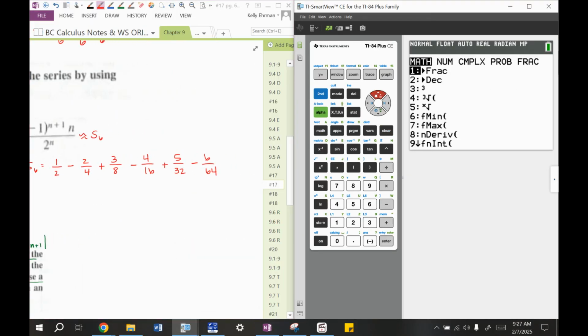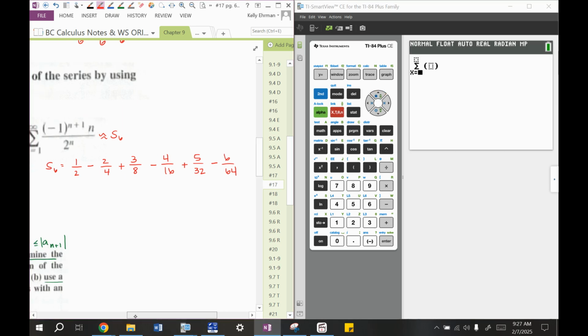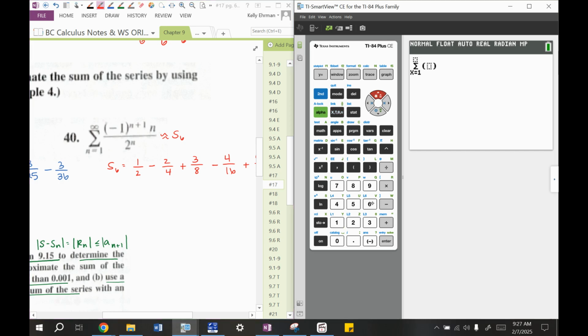So it's in the math menu again. It's option 0 for me. X starts at 1. We're going up to 6. And the expression is negative 1 to the x plus 1 multiplied by x divided by 2 to the x power. This is 3/16. So we're saying the original sum is about equal to 3/16.